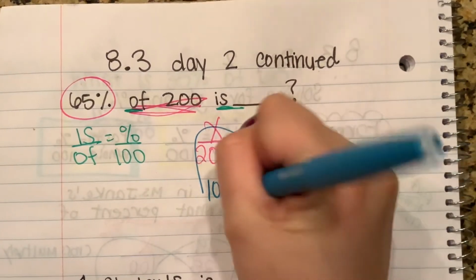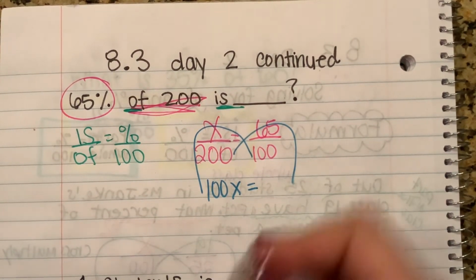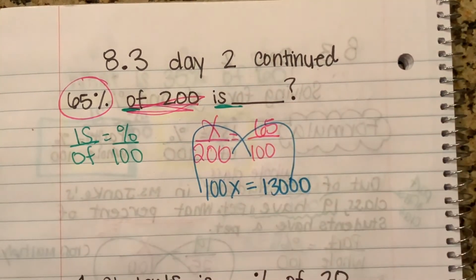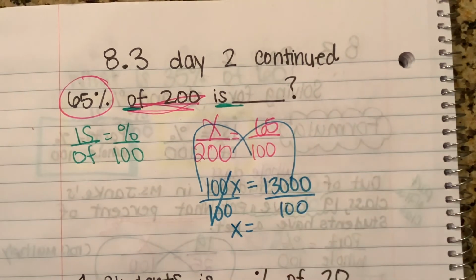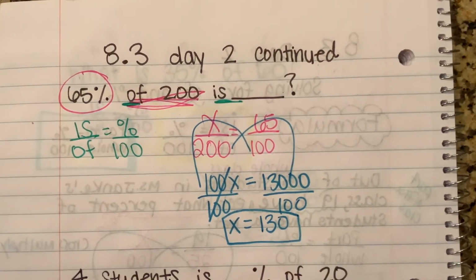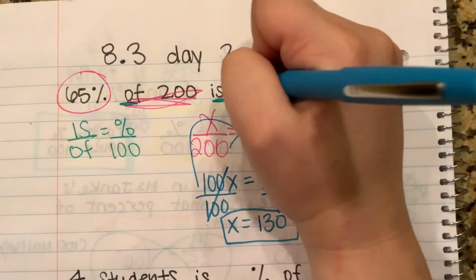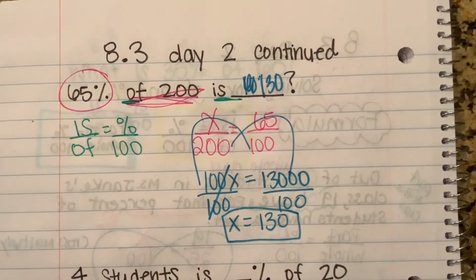Here we go, 100x. On the other side, we have 200 times 65, and this is a very big number. We get 13,000 on the side. But we're not going to be worried about those big numbers because we have our handy dandy calculator. So we are going to divide by 100 and calculate that out. 13,000 divided by 100 gives us the final answer of 130. X equals 130. So on those fill in the blank problems, you can just fill in the blank. Oops, 130, or you can box your answer, just like I did there. So X equals 130. 65% of 200 is 130.